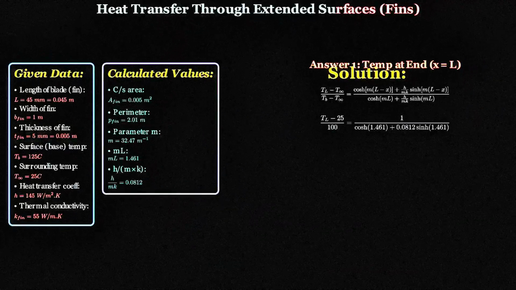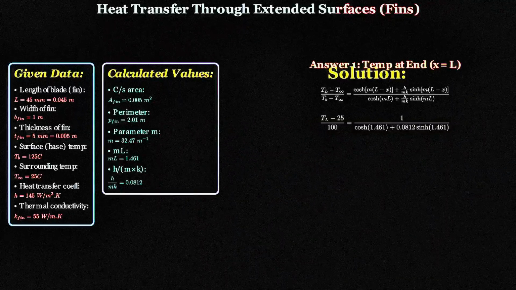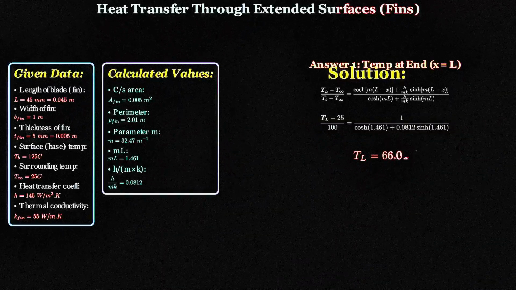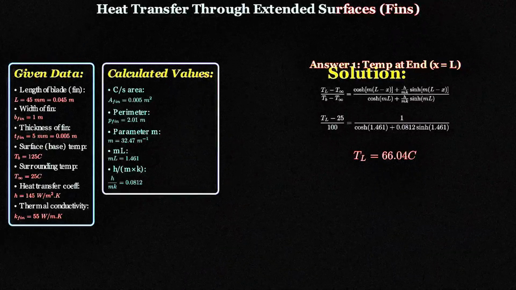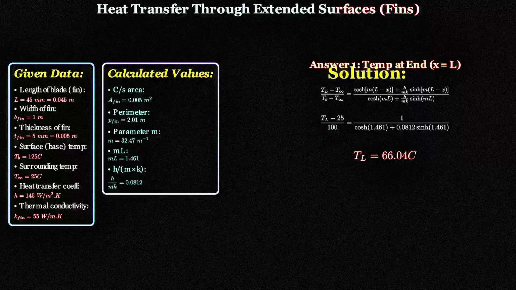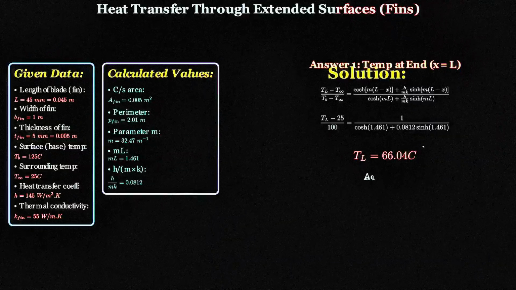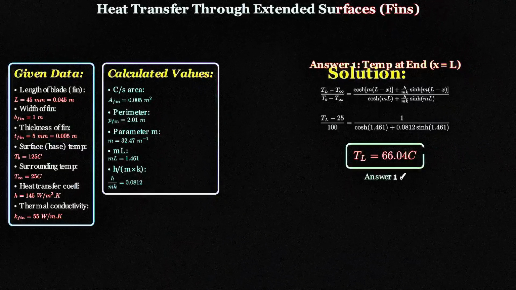At the end of the fin, where x equals L, the numerator simplifies. Substituting our values, T subscript L minus 25 divided by 125 minus 25 equals 1 plus 0.0812 times 0, all divided by cosh of 1.461 plus 0.0812 times sinh of 1.461. Solving this equation, we get T subscript L equals 66.04 degrees Celsius. This is our first answer.